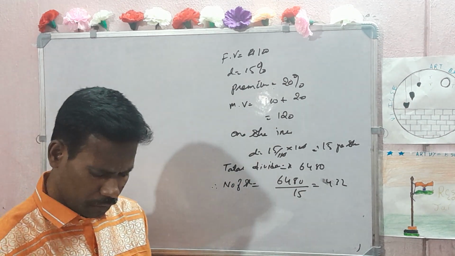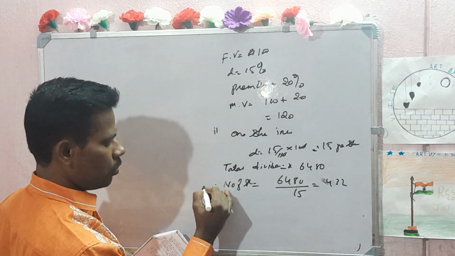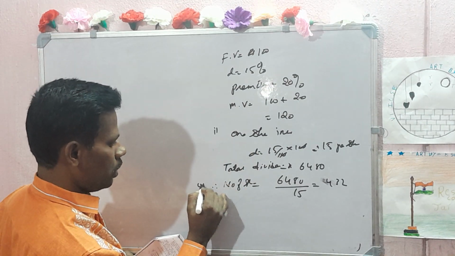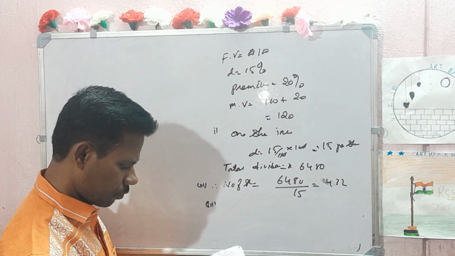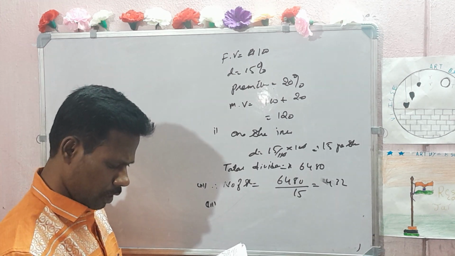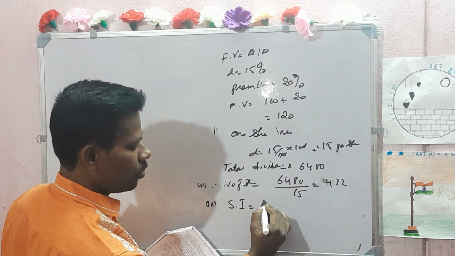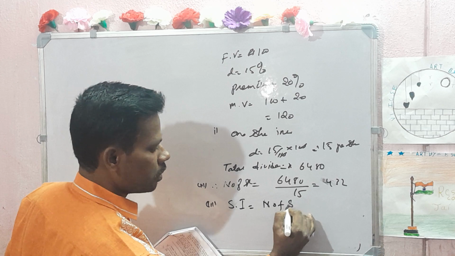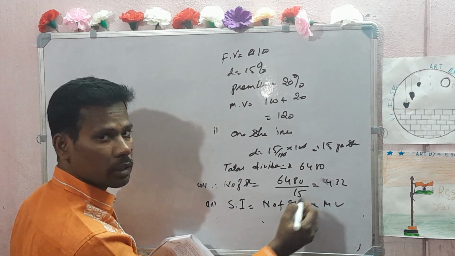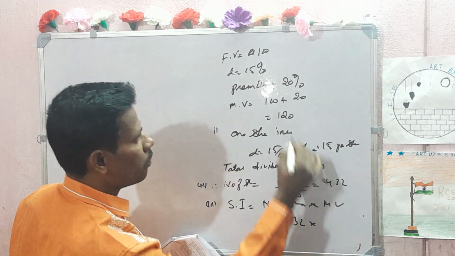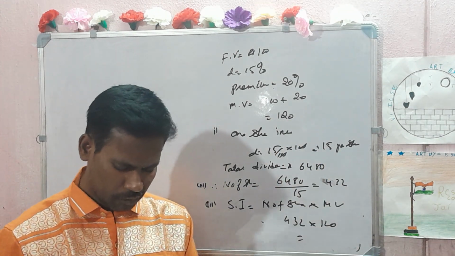Next, what is asked? Third one, sum invested. First bit is over, second bit is over, third bit is sum invested. Sum invested is equal to number of shares into market value. Number of shares we just calculated is 432. Market value is 120. So multiply this, you will get the answer.